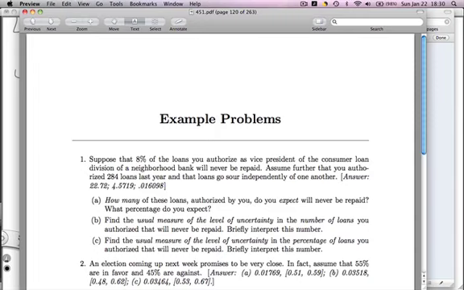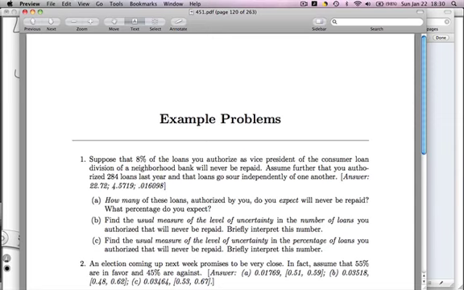Part B says, find the usual measure of the level of uncertainty. This is somewhat cryptic, but whenever Siegel says usual measure of the level of uncertainty, what he means is standard deviations. So we have to find the standard deviation in the number of loans. There we go again. Number of loans is another keyword that you want to look for. What that tells you is that you're finding the standard deviation of xb. So xb comes from number of loans, standard deviation comes from level of uncertainty.